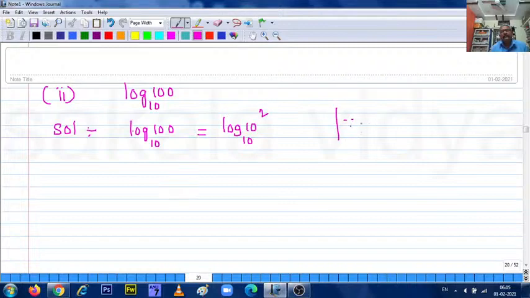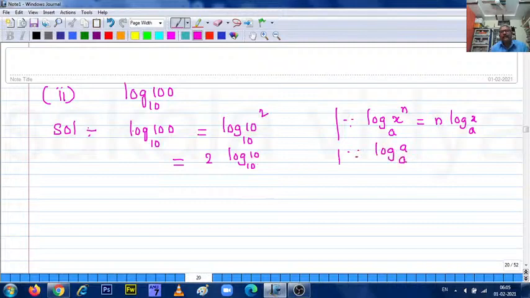So we have the power rule: log x to the power of n to the base a is n times log x to the base a. So this we write as 2 times log 10 to the base 10. Log 10 to the base 10 is in the form of log a to the base a, that is 1. So 2 times 1 equals 2.